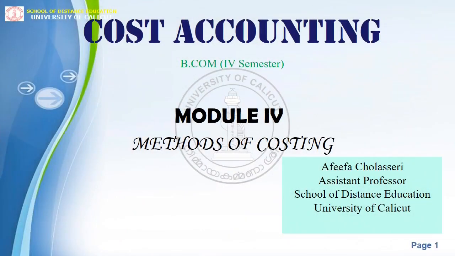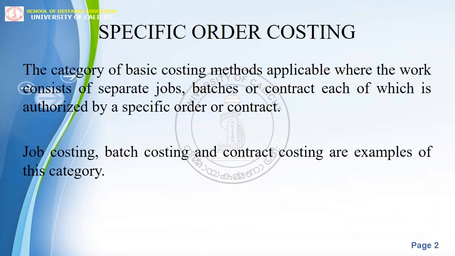Methods of costing. In this module, we will look into the different categories of costing methods. Specific order costing is the basic costing method applicable where the work consists of separate contracts or jobs or batches, each of which is authorized by special order or contracts. Job costing, batch costing, and contract costing are included in this category.